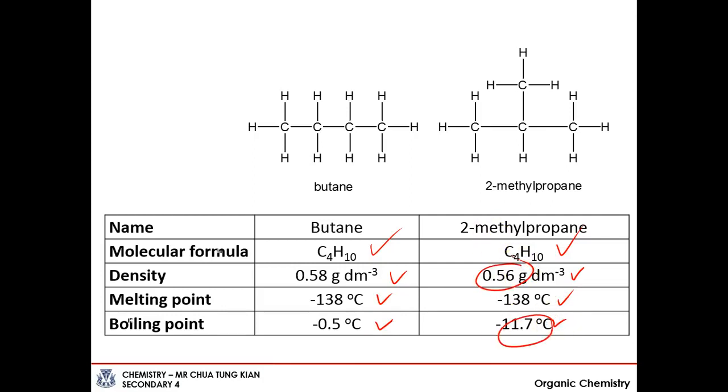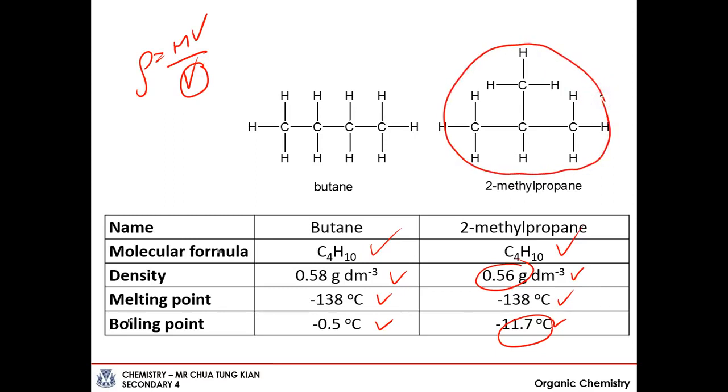So why is it different? Density is equal to mass over volume. The mass is the same, but the volume is different. The volume of this, if you imagine this is a round little thing versus this bigger compound, right? So when the volume is different, the density would be different, but only very little. Boiling point wise is a bit different.